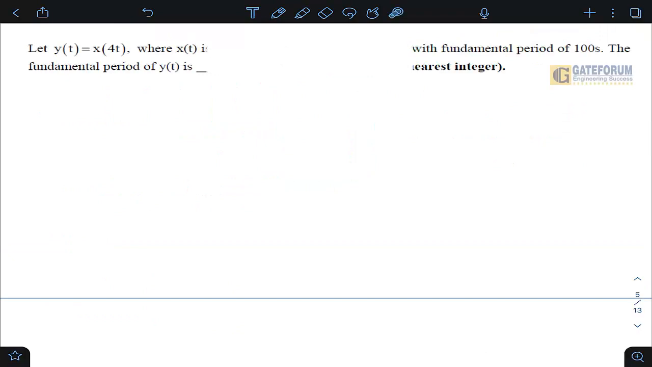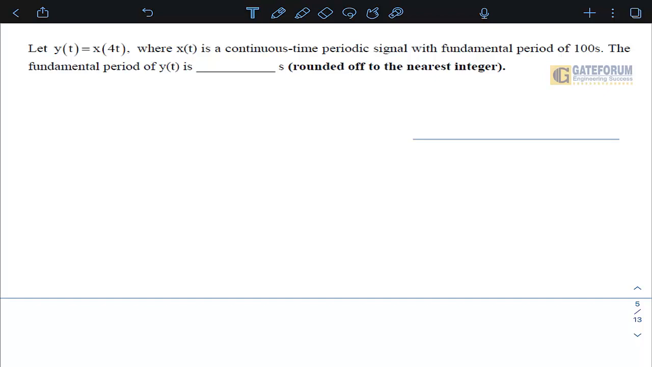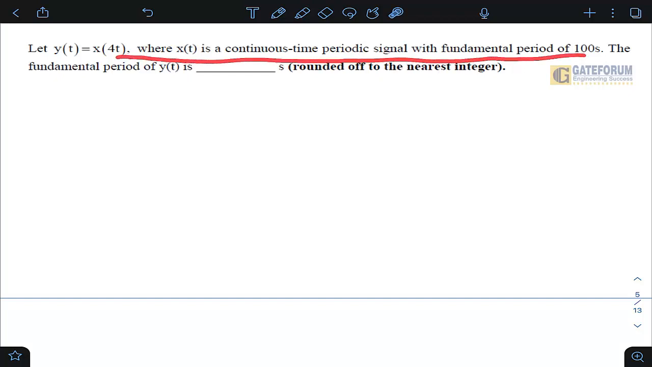This question was asked in GATE 23 of Instrumentation. This is from the Signals and Systems subject and from the classification of signals topic. The question is: let y(t) equal x(4t), where x(t) is a continuous time periodic signal with fundamental period of 100 seconds. What is the fundamental period of y(t)?